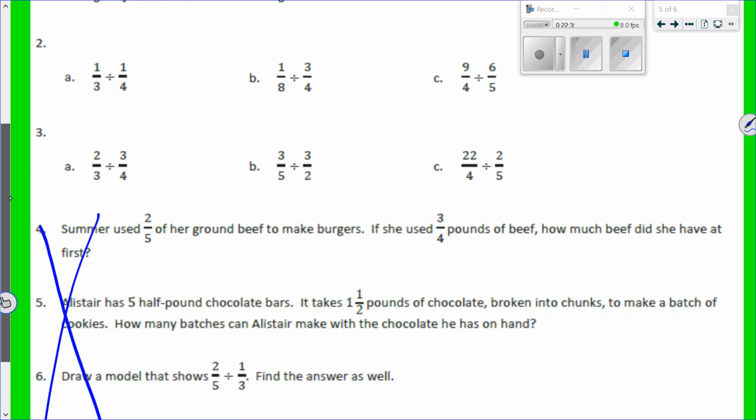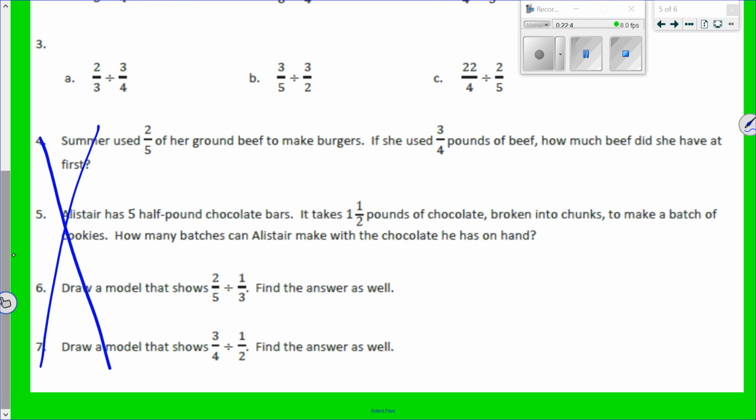But we're going to let you cut out all the word problems. We practiced those in class today. We're not going to make you do any more word problems, okay? So cross those 4 out.